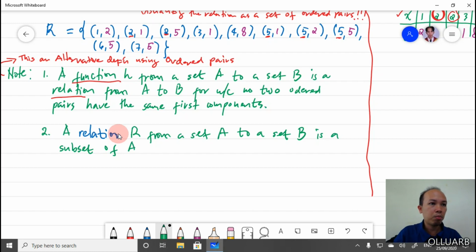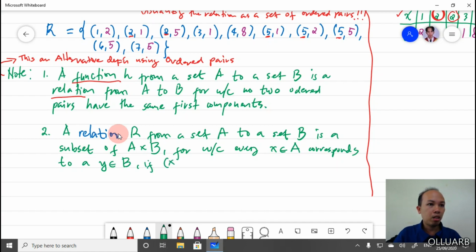We already explained this notation in the previous video, for which every element x in the domain corresponds to an element y in the codomain, if your ordered pair is an element of the set R.